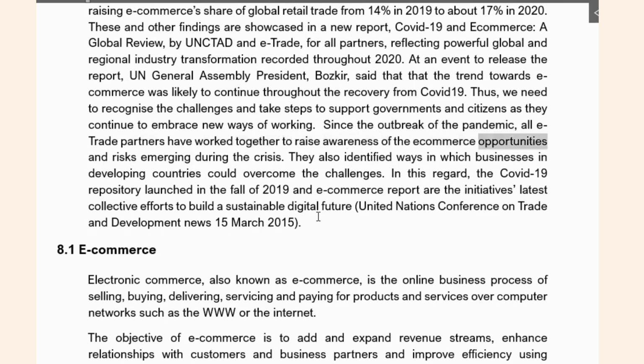Since the outbreak of the pandemic, all eTrade partners have worked together to raise awareness of the e-commerce opportunities and risks emerging during the crisis. They also identified ways in which businesses in developing countries could overcome the challenges. In this regard, the COVID-19 repository launched in the fall of 2019 and the e-commerce report are the initiative's latest collective efforts to build a sustainable digital future. United Nations Conference on Trade and Development News, March 15, 2015.